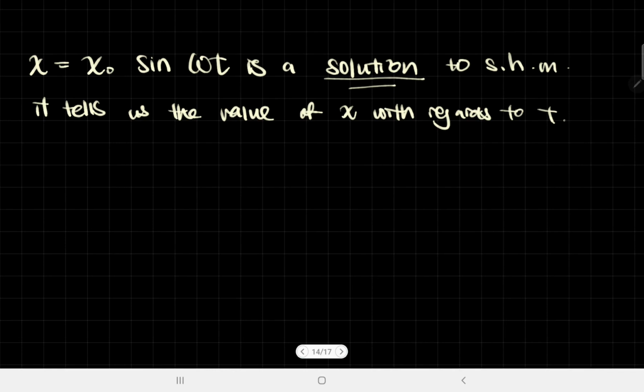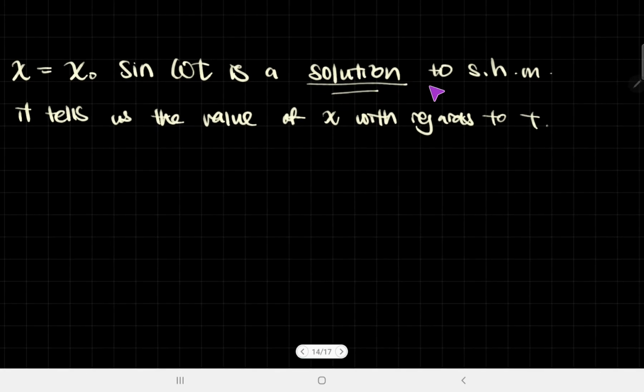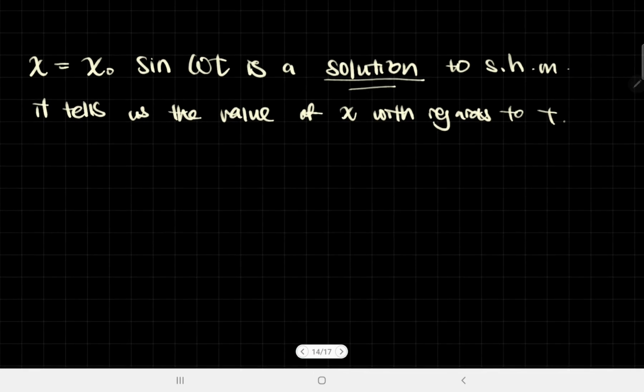On the other hand, x equals x0 sine omega t, where x0 is the maximum displacement, is actually a solution to simple harmonic motion. It's not a definition. It tells us the value of x with regards to t. And actually, we can do even more proving, where we can actually prove another equation. So let me show you.